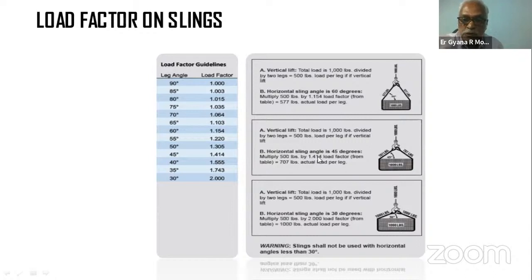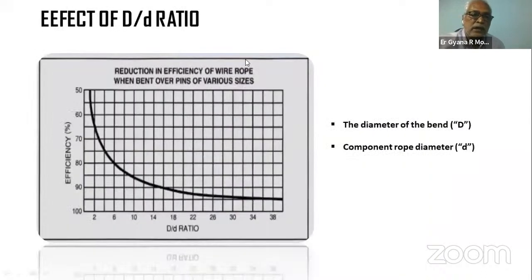Suppose now it reduces to 45. This 1.154 comes to 1.414. That means this rope is loaded more. Similarly, if you decrease the angle, the load still increases. So this concept: the lesser the angle that we make in this sort of lifting, the higher the load comes on the rope.